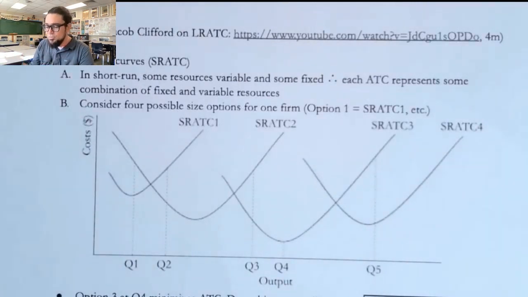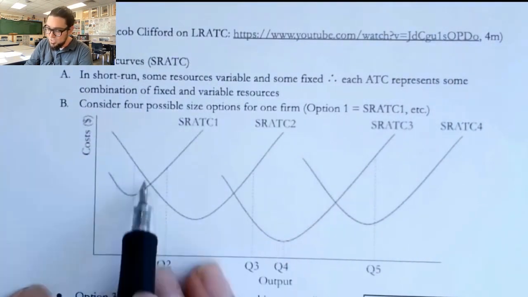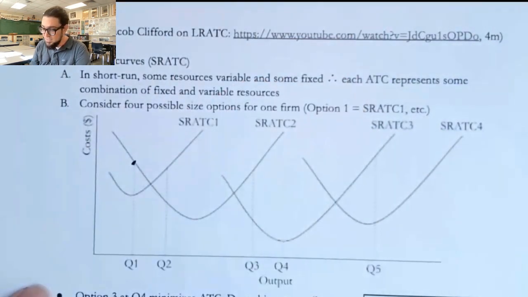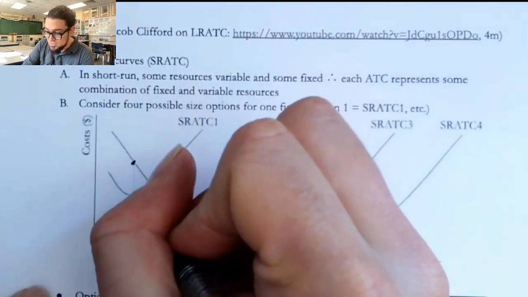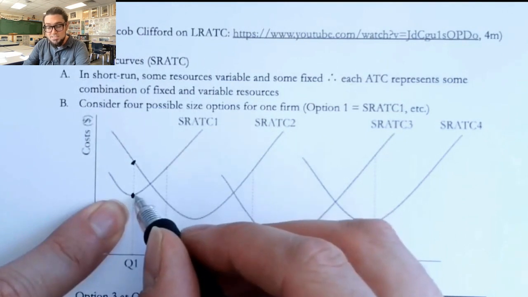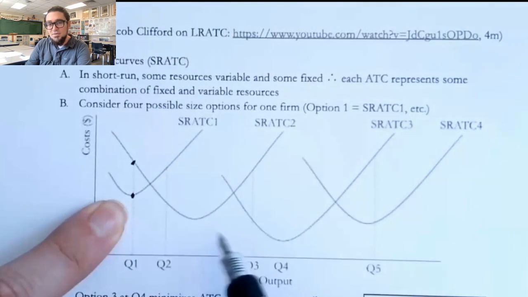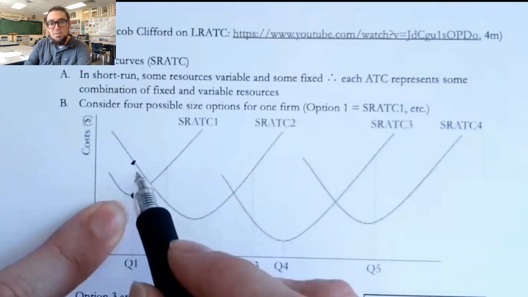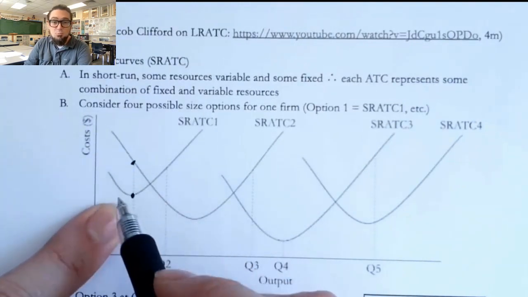And as a company, you would look at this and say, well, if we have this big of a company, then my average cost at Q1 would be right here. That's SRATC 2. My average cost would be right here for SRATC 1. So at Q1, the lower cost would be if I produced at SRATC 1. If I were at two factories, though, and I had 20 workers, my average cost of producing quantity 1 would actually be much higher than if I only had one factory.